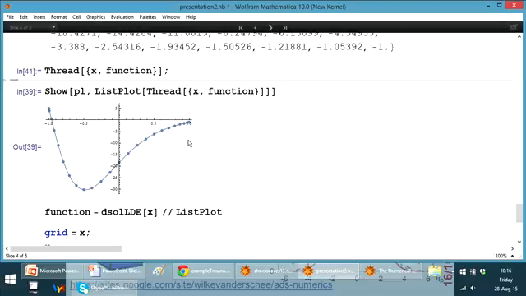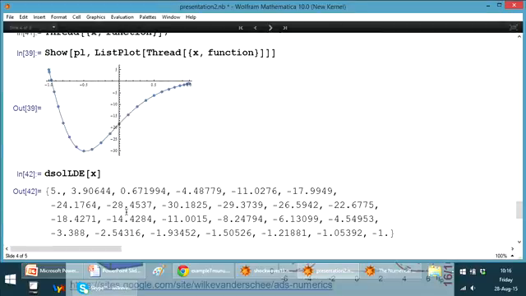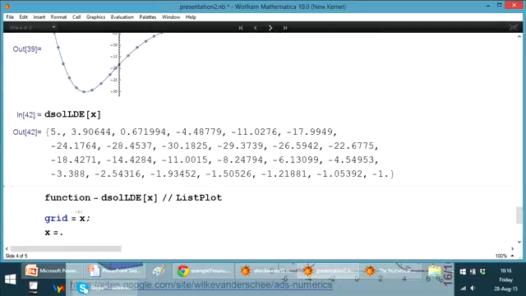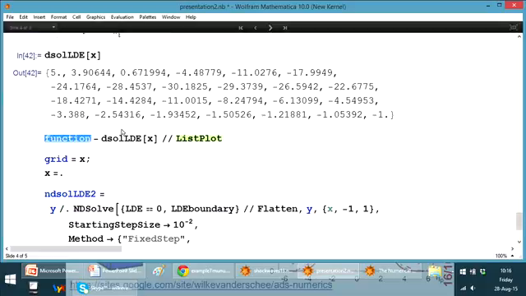But what I want to show you is actually to compare with the analytic solution. So this DSolve of the ODE was the analytic solution. If you evaluate it for all the grid points, you get the analytical answers on all these grid points. And we have the function values also on the grid points.